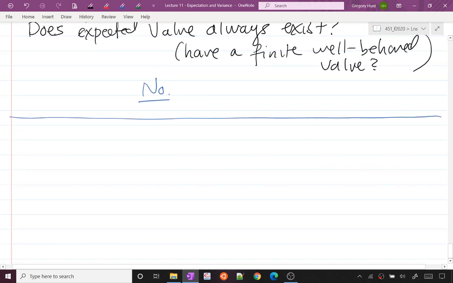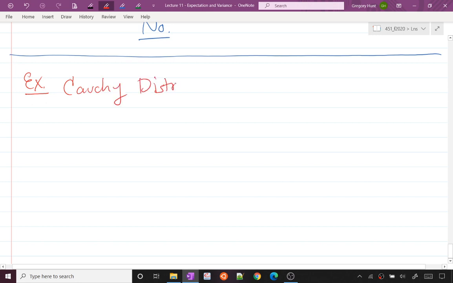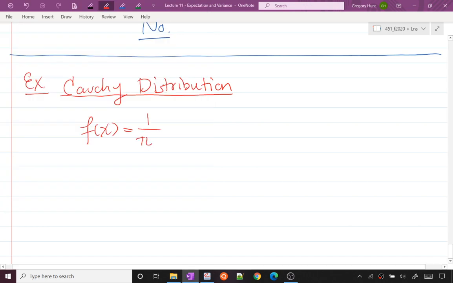Let's look at one case where things don't work out, where the expected value doesn't actually exist. Typically in this course, we'll look at examples where expected value does exist, but you should know that it doesn't need to exist. We're going to look at what's called a Cauchy distribution. That name may be familiar if you take analysis. The form of the Cauchy distribution looks like this: 1 over pi times 1 over 1 plus x squared, for all real numbers.